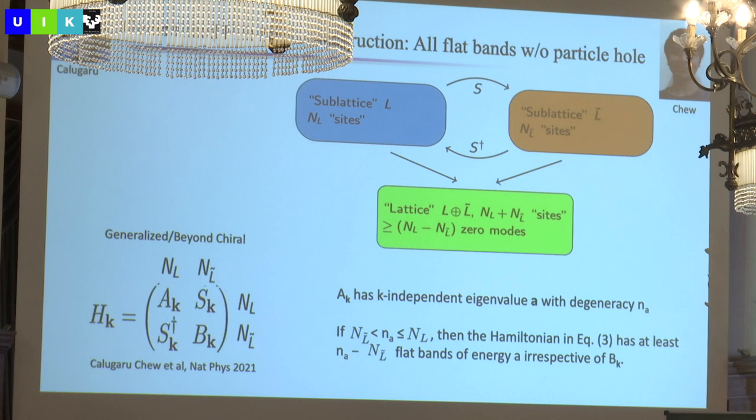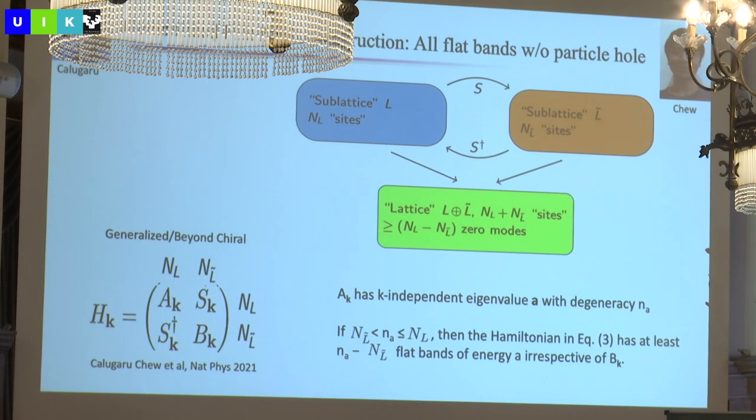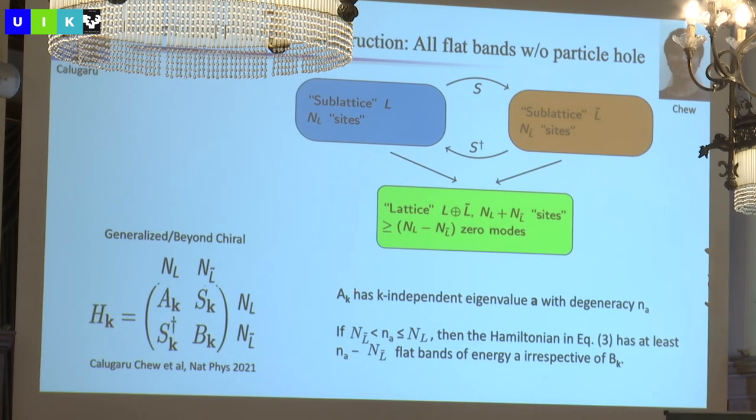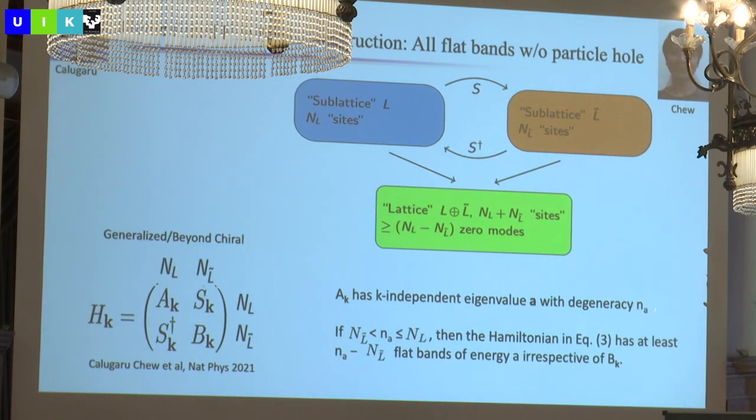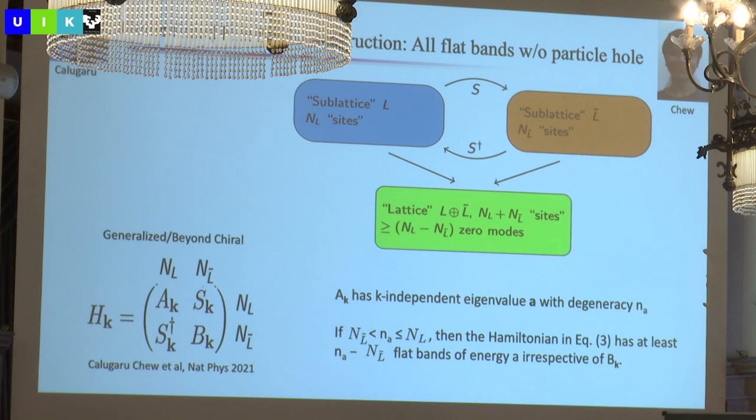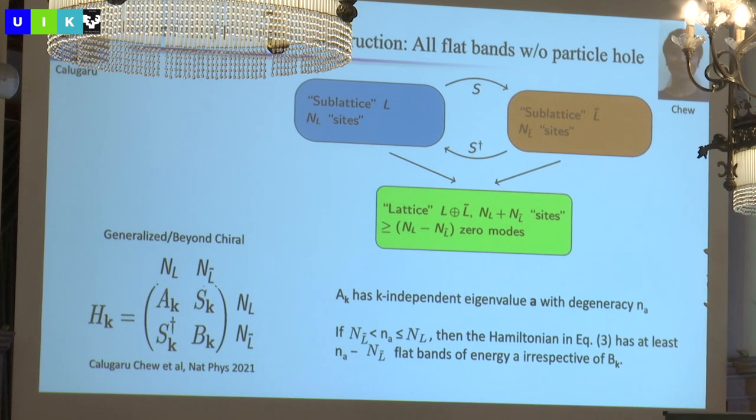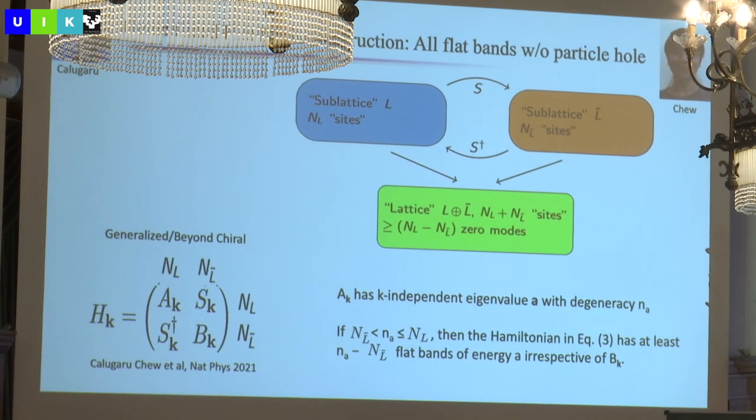But if A of k has a k-independent eigenvalue, so if this itself has a k-independent eigenvalue with some degeneracy Na, and if this degeneracy is larger than the number of orbitals in the L tilde lattice, you're still going to have flat bands. So you see, this is a concatenation procedure where you can build flat bands over flat bands in lattices. I build a flat band and I put its Hamiltonian here, I add more orbitals, so I can build lattices with 100 flat bands if I want to.